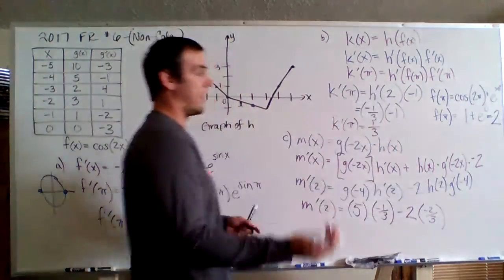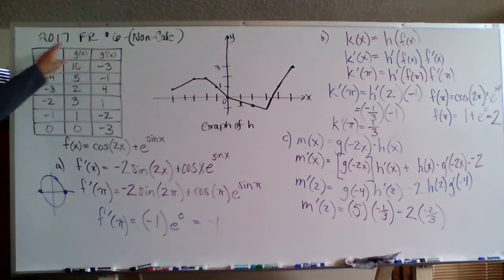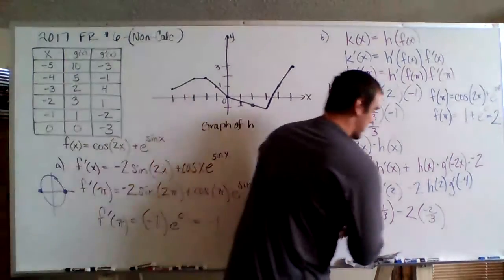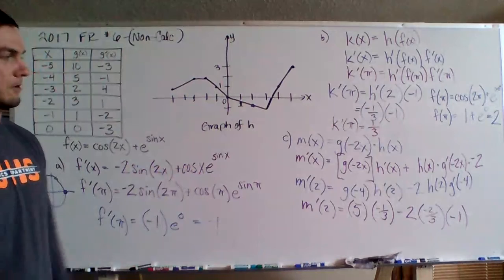Okay, and then g prime now of -4. I'm going to go back to this table. G prime when x is -4, g prime is going to be -1. Yeah, so stop right there, guys. That's far enough. You don't need to keep going.